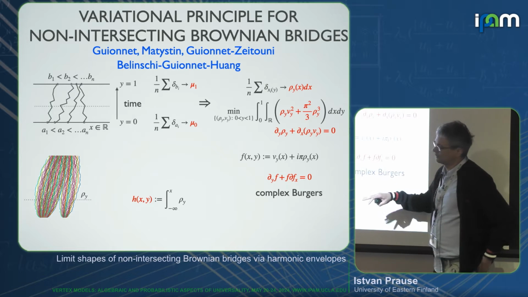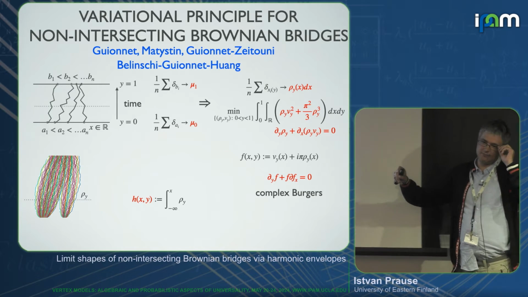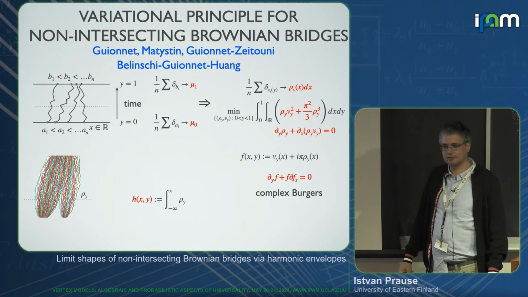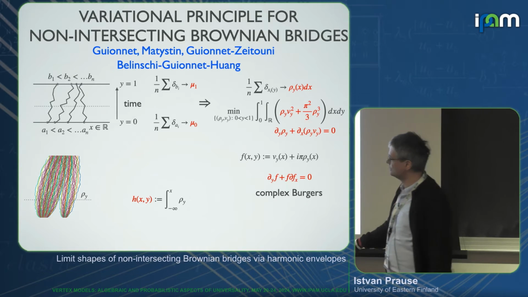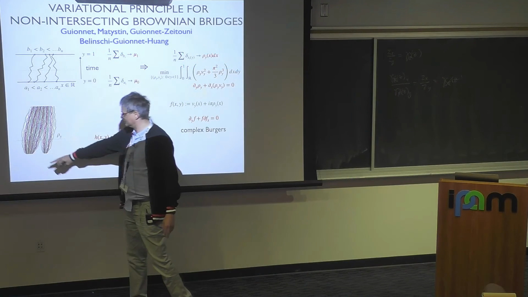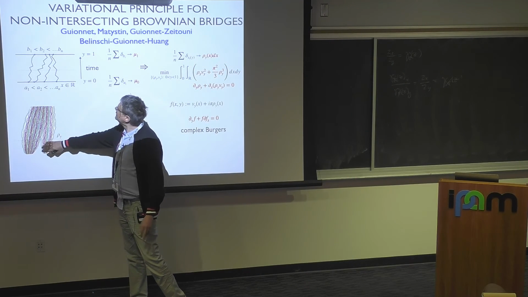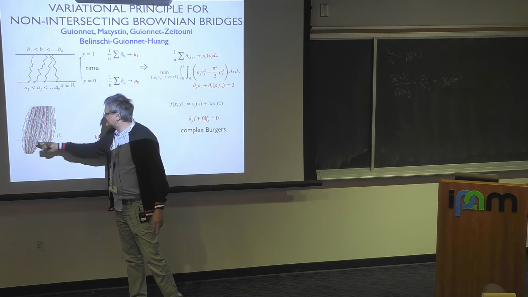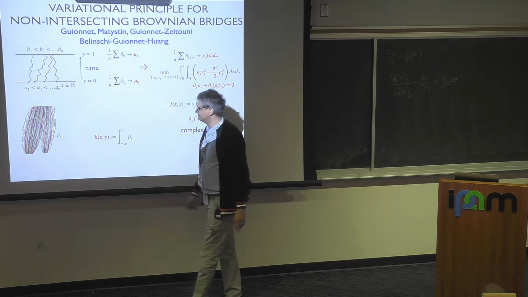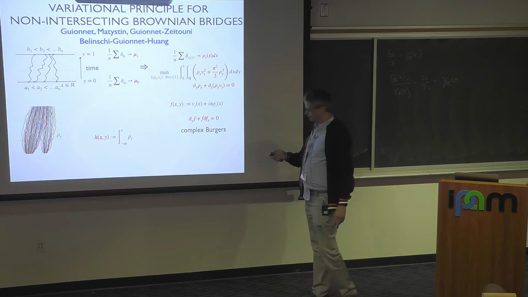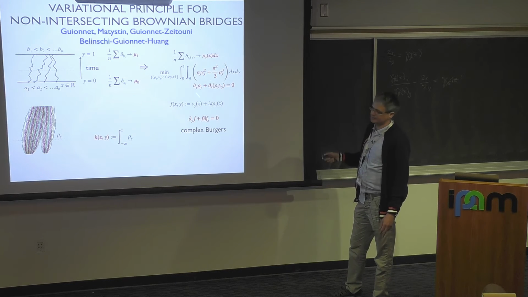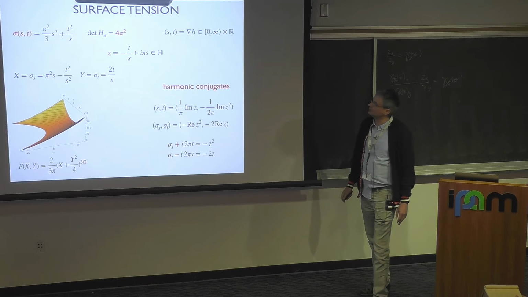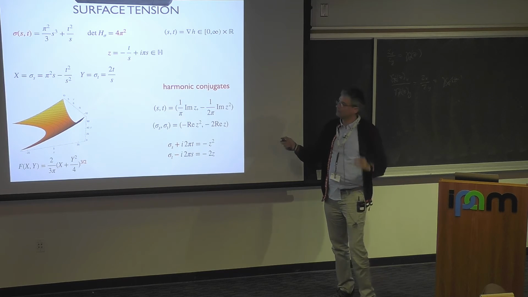So okay, now we want to put it in the same framework as the other limit shapes. So let's introduce the height function, which is just that we view these bridges as a level line. So we integrate this density up, and that gives you the height function. And in terms of this height function, we can rewrite this variational problem. So what is the surface tension?